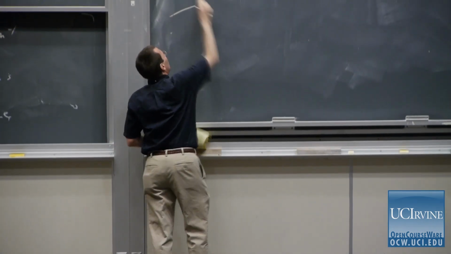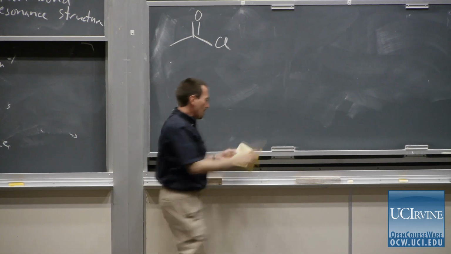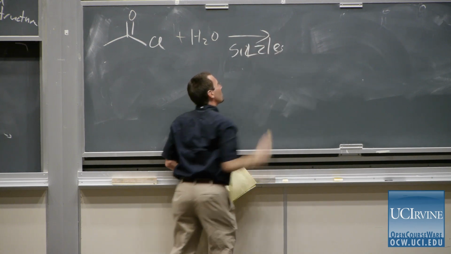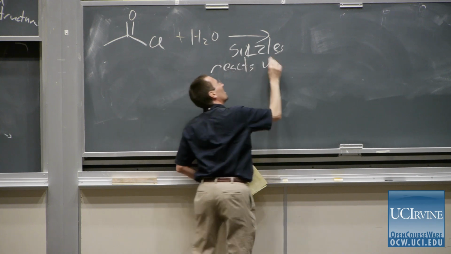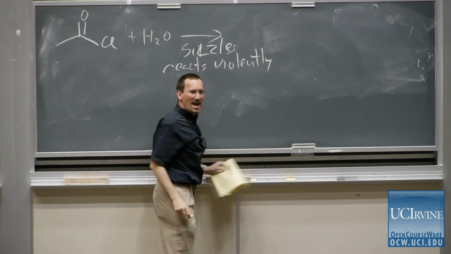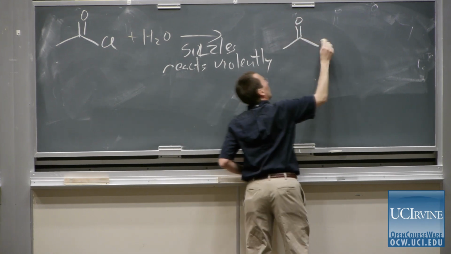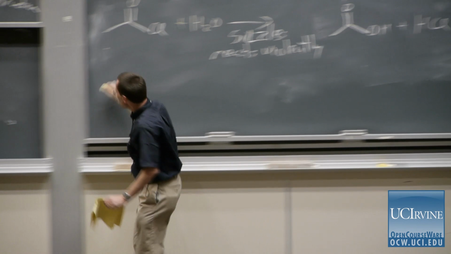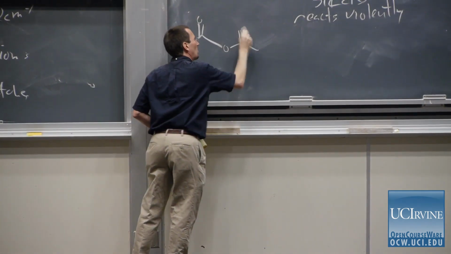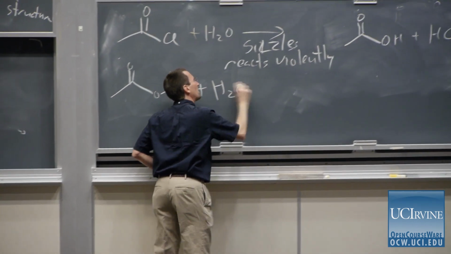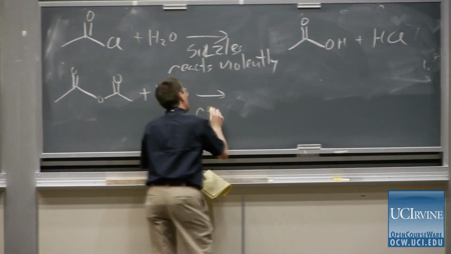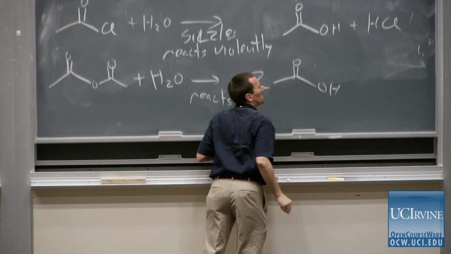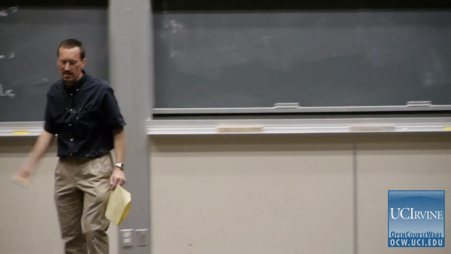So to put it bluntly, if I take acetyl chloride and I pour it into water, it sizzles, spatters, it reacts violently. And the reaction gives acetic acid and HCl. Acid anhydrides also react with water, not as violently, but they react. I'll just write reacts by contrast to violently. And acetic anhydride hydrolyzes. Hydrolyzes is a fancy way of saying cleaves, lyses by water.